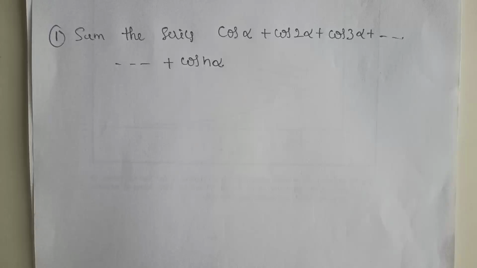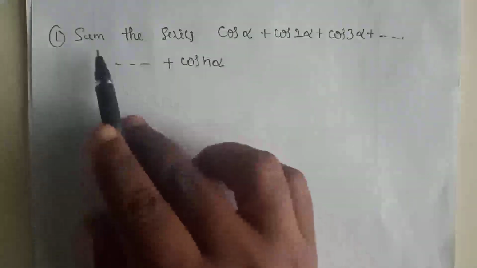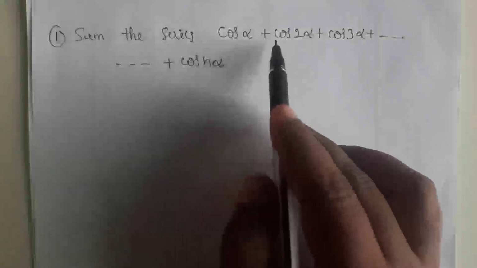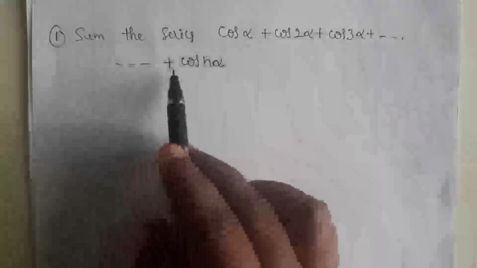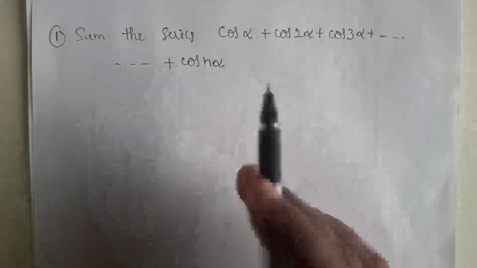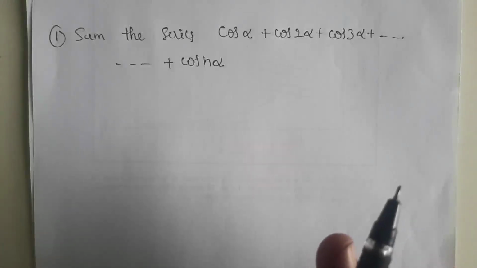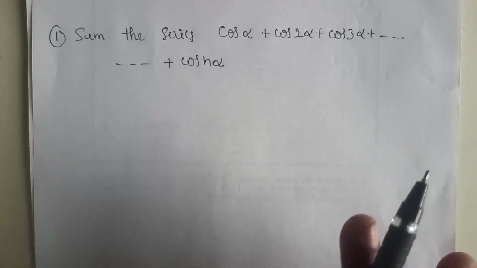This is the second video lecture on plane trigonometry. In the last class we studied how to find the sum of some trigonometric series by using the C+iS method. Here we consider one more example on that. Given the series cos alpha plus cos 2 alpha plus cos 3 alpha and so on up to cos n alpha. The method will be the same for all examples.